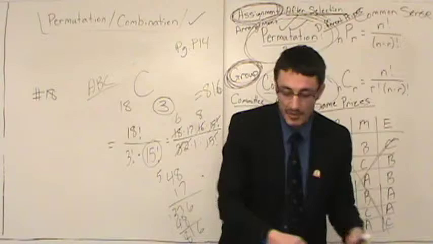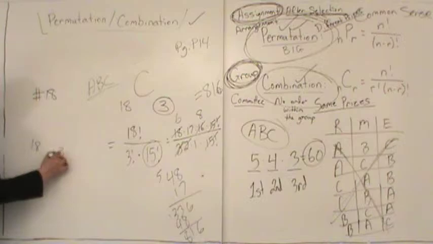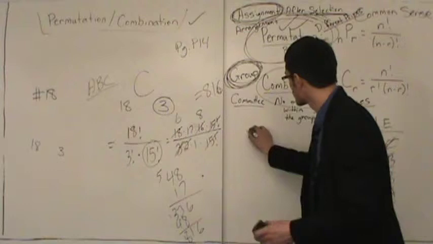How many ways can I select out of the same 18? Okay, out of the same 18, how many ways can I select a guitar player, a piano player, and a drummer? Look at the difference here. Okay, so I select a group. I select a group, A, B, C.